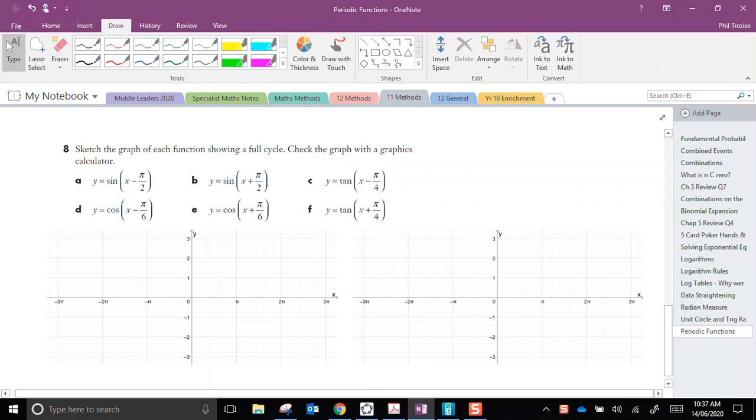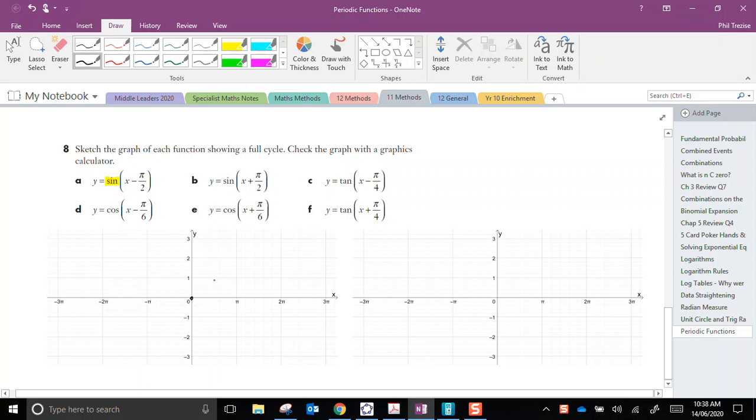Hi everyone. This lesson is about sketching graphs of trigonometric functions. So here's a few examples for us. Now, part A, first of all, we notice that the base function here is a sine function. So y equals sine of x is our go-to function. So I'll start by plotting sine of x.